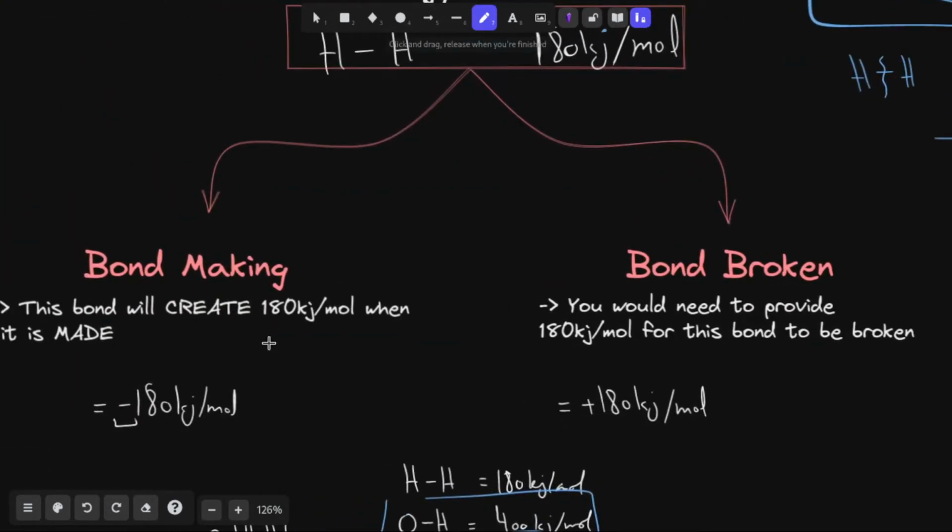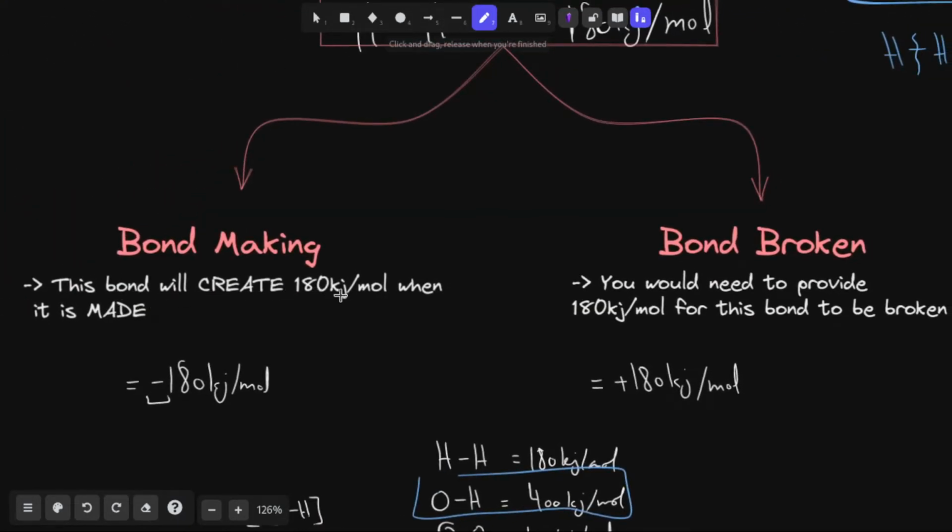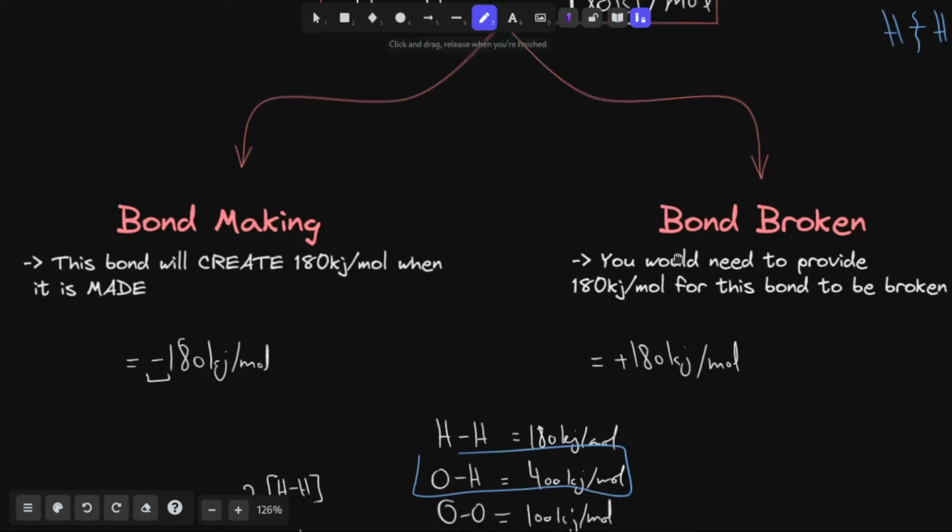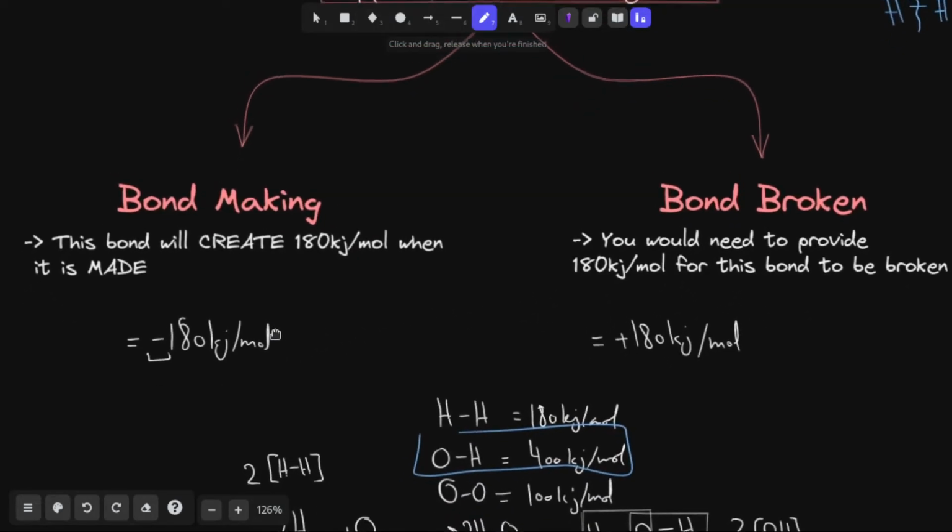So this is exactly what I have written here. This bond will release 180 kilojoules per mole when it is made. You would need to provide 180 kilojoules per mole for this bond to break. And this is exactly what I've written here as well.